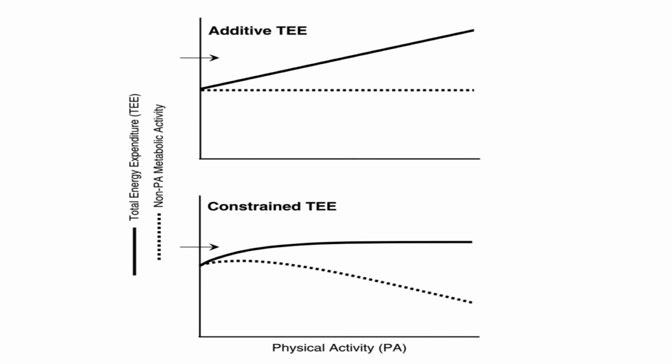TEE is total energy expenditure, shown on the top here. Now this model assumes that the more exercise or more physical activity we do, the higher our energy requirements. But that often isn't what we observe.